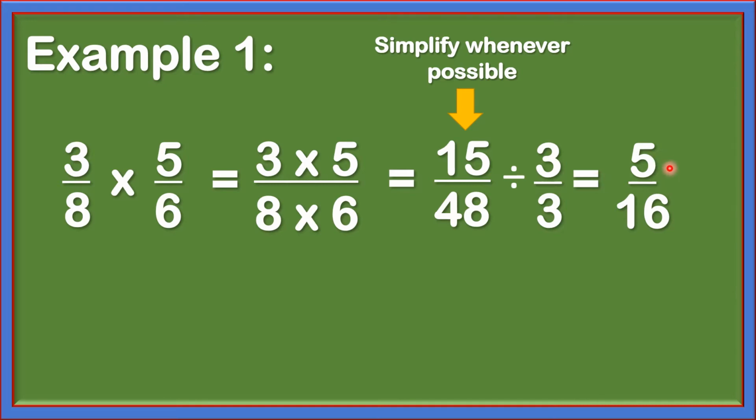Ang 5 over 16 ba ay reduced na? Yes, dahil wala nang makaka-divide sa 5 at saka sa 16 na isang number lamang. Ang 16 ay hindi madi-divide ng 5. Pero ang 5 madi-divide ng 5, pero ang 16 hindi. Madi-divide ba ng 2? Hindi rin. Or 3? Hindi din. Ng 4, ang 5 hindi madi-divide ng 4, pero ang 16 yes. Pero dapat isang number lang sa dalawa, sa numerator at saka denominator.